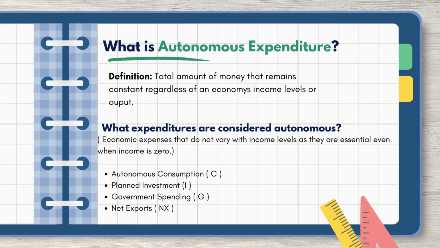Lastly, I wanted to talk a little bit more about what is autonomous expenditure. This can be defined as the total amount of money that remains constant regardless of an economy's income levels or output. And also, I wanted to mention what expenditures are considered autonomous. These can be seen as economic expenses that do not vary with income levels, as they're essential even when income is zero. So this can be things like autonomous consumption, planned investment, government spending, and net exports.